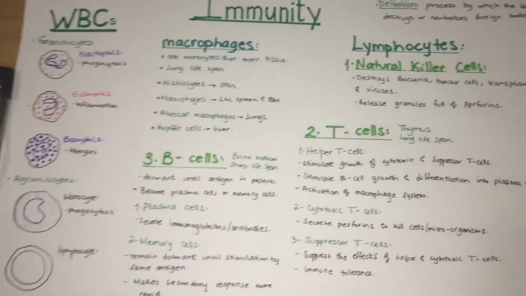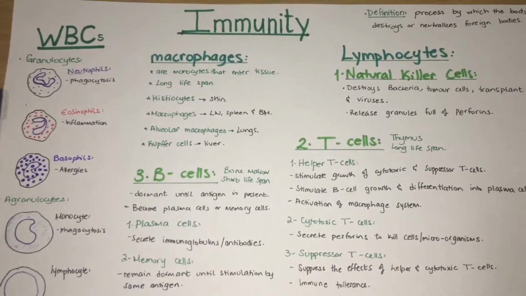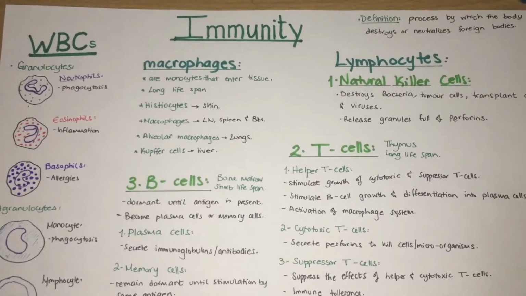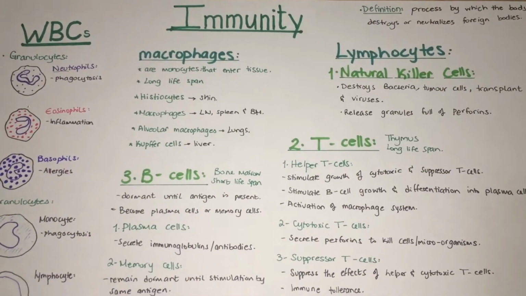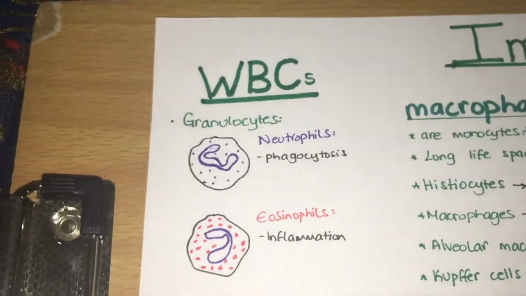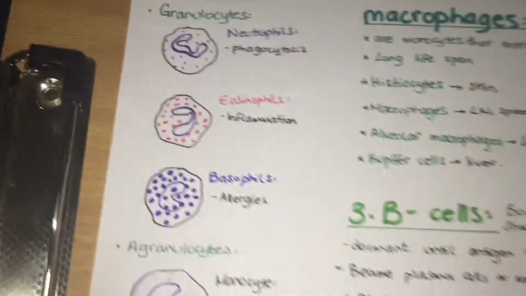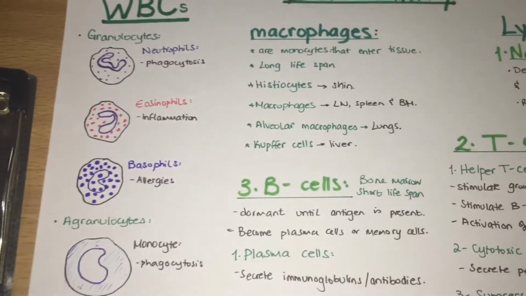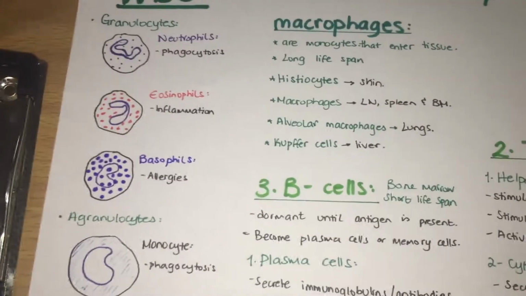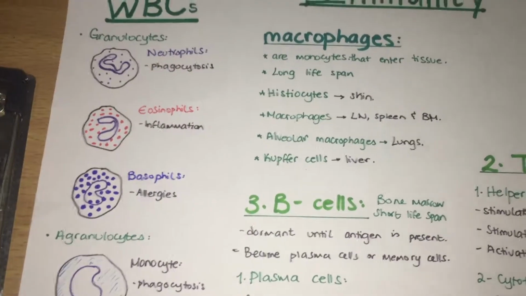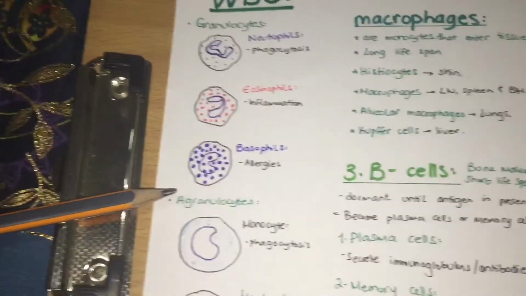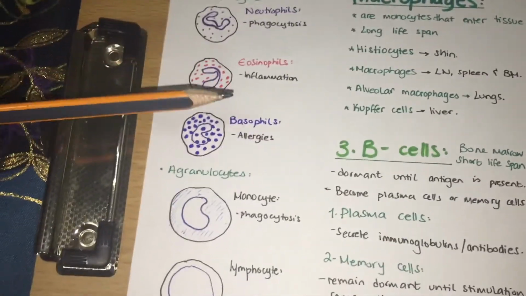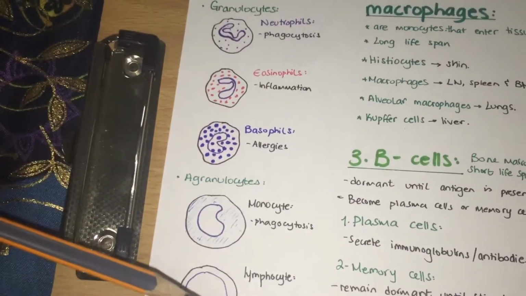So what type of cells do we think of when we think about immunity? The first thing we have to think of is white blood cells, also known as leukocytes. So let's get talking. Okay, so when we talk about white blood cells, we're going to classify them into two types. The first type is going to be called granulocytes. The second type is going to be called agranulocytes. And it depends on whether they have granules in their cytoplasm or not.